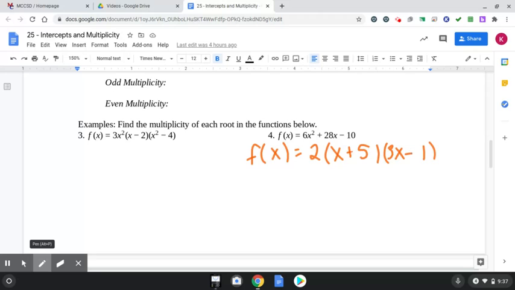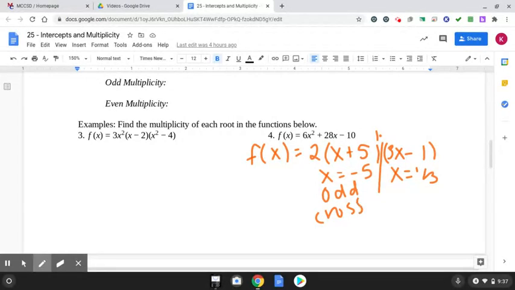It was 2 times x plus 5 times 3x minus 1. So there's no repeating factors here. This one gave me x equals -5, and this one gave me x equals 1/3. So x equals -5 came from x plus 5 to the first power. 1 is odd, so it will cross. Same thing over here. X equals 1/3 came from 3x minus 1 to the first. 1 is odd, it will cross.